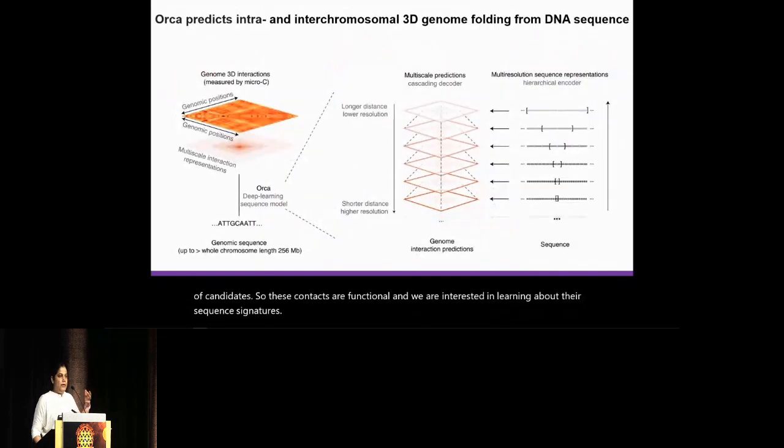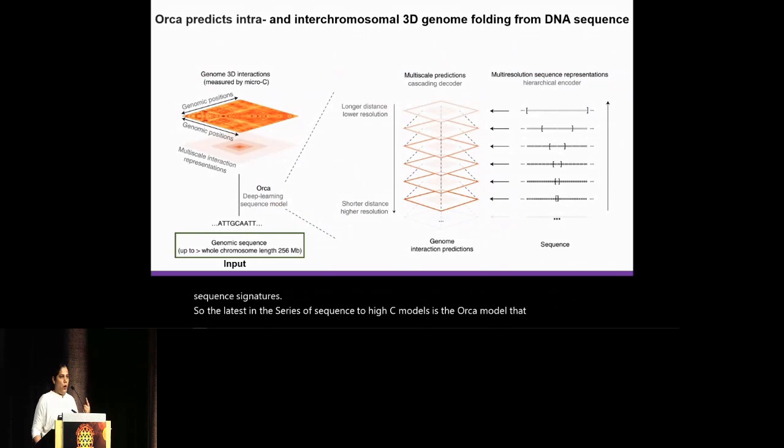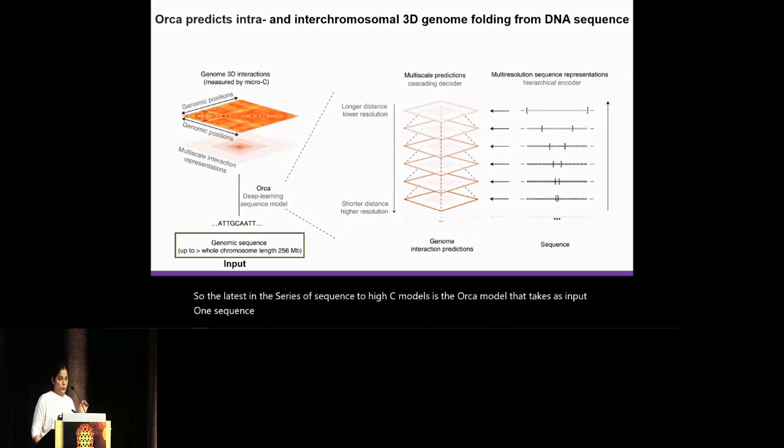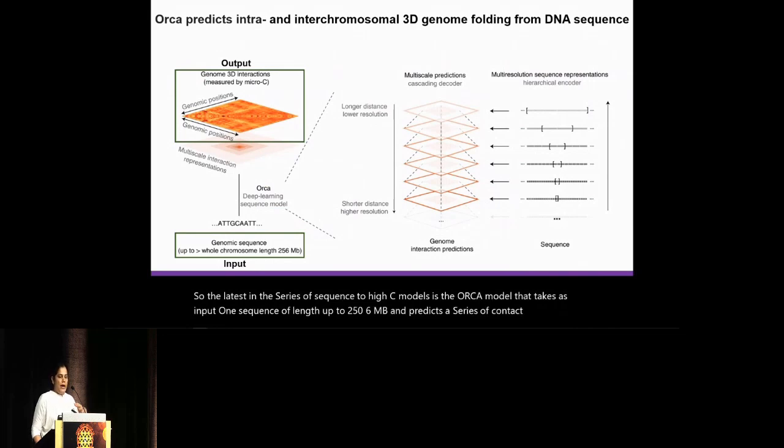So the latest in the series of sequence to Hi-C models is the Orca model that takes as input one sequence of length up to 256 MB and predicts a series of contact maps as an output at different resolutions. This design makes the Orca model extremely computationally expensive to both train and infer predictions from. But this design, in a way, makes more sense for cis or intrachromosomal contacts because they have structures like domains and loops, which might require larger sequence context. And we also need to account for the genomic distance decay effect.